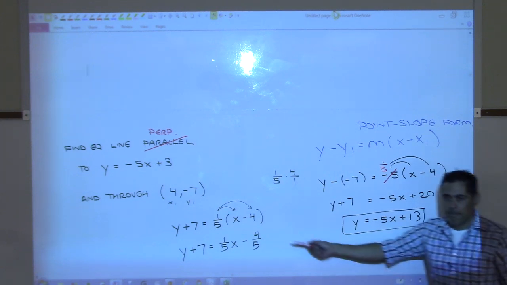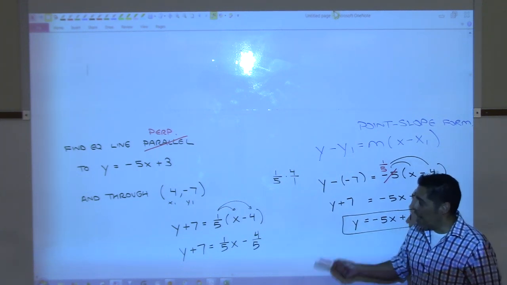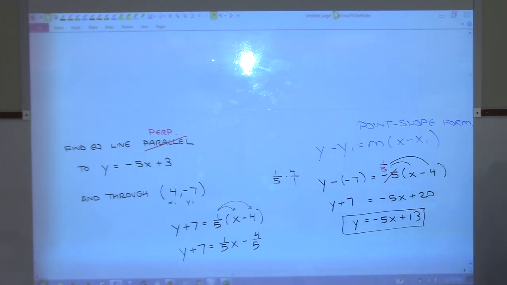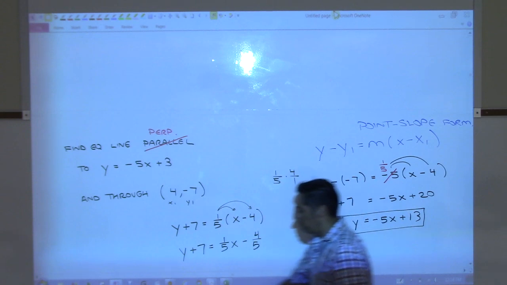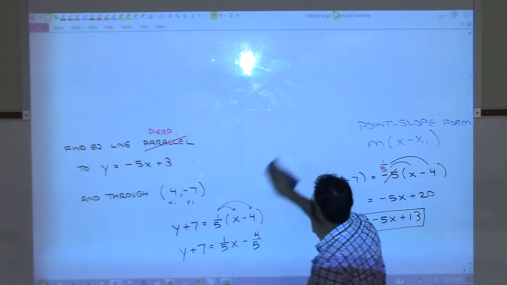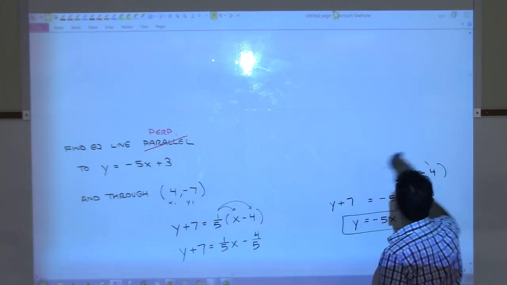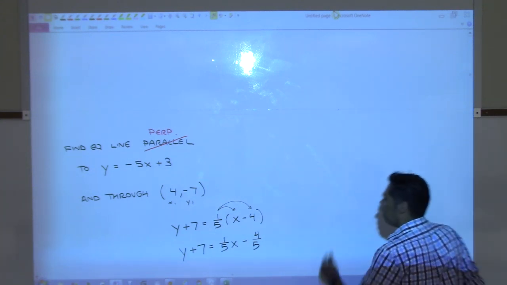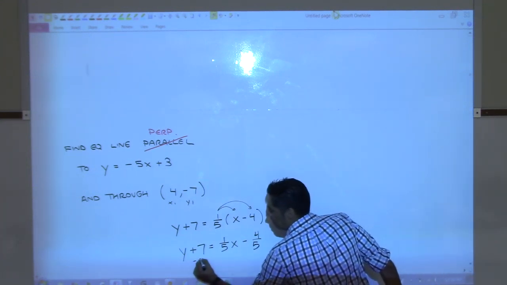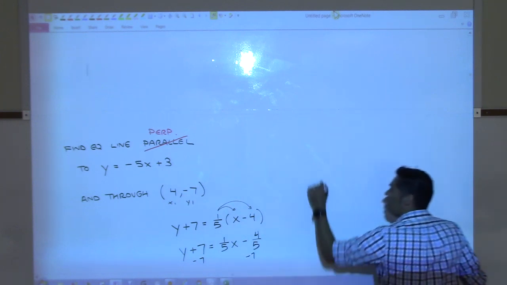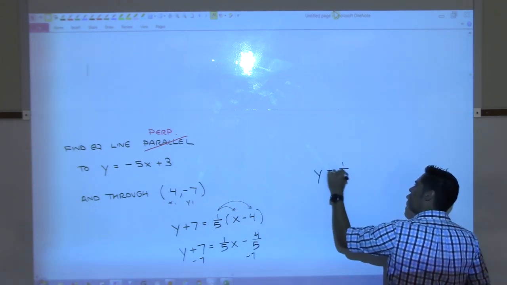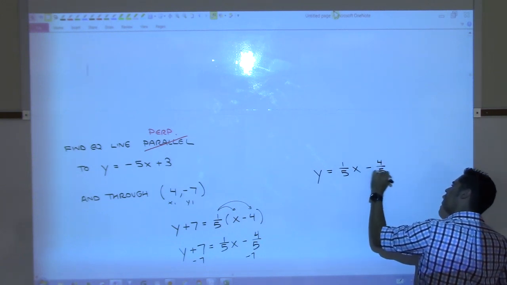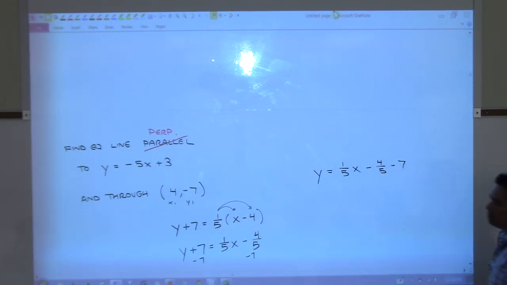You all okay with that? And now you subtract 7. So this is the part that I think is going to be a little bit messy, when we subtract 7 on both sides. So minus 7, minus 7. So I'm going to have y equals 1/5 x minus 4/5 minus 7. All right, that's what I'm really trying to do.